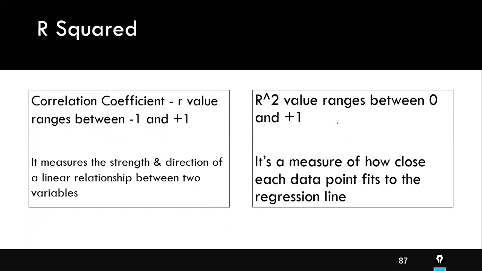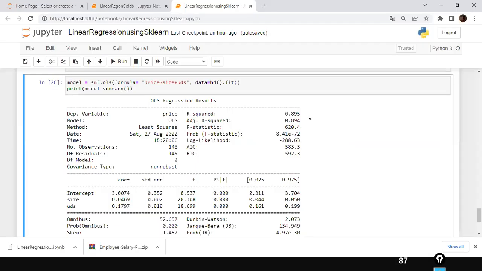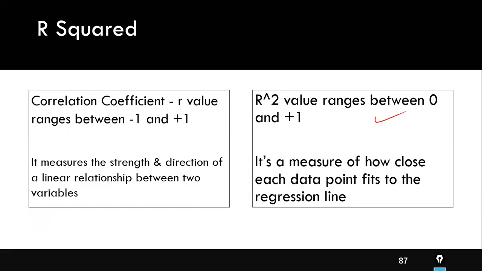R squared, as I explained, ranges between 0 and 1. I'm talking about this R squared, 0.895, which is closer to 1. Hence, the model performance is more or less good. It's a measure of how close each data point fits to the regression line. They'll ask you what exactly R squared is. R squared is the proportion of variation explained by my independent variable. That's one definition you can tell them.